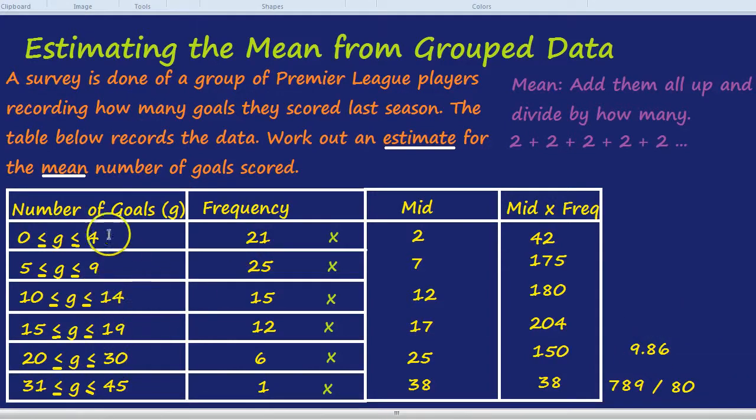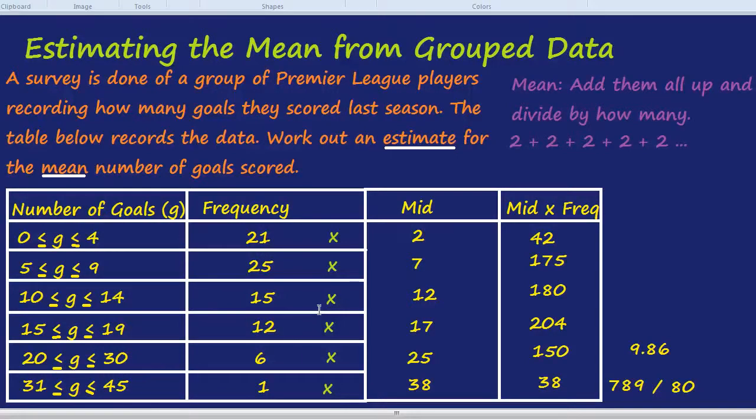Because roughly in the middle of this would be about 10 goals. It's a slightly lower number than bang in the middle, but that's because it's harder to score more goals than 30 and things like that. So 9.86 makes a lot more sense than 131. There we go, we've estimated the mean.